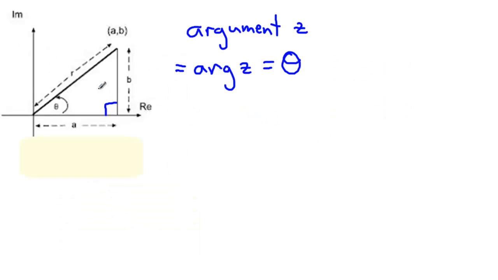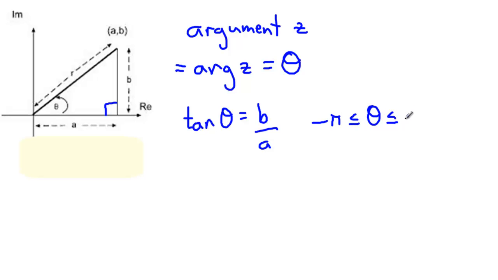So how do we find theta? Well, it's in a right angle triangle. So what we do is figure out what we've got. For theta, we've got the opposite over adjacent, so the tangent of theta would be the opposite side, b, over the adjacent side, a. Now, as we know, there's an infinite number of solutions to theta, but what we do is we always take theta to be between negative pi and pi, that is, negative pi is less than or equal to theta, which is less than or equal to pi.